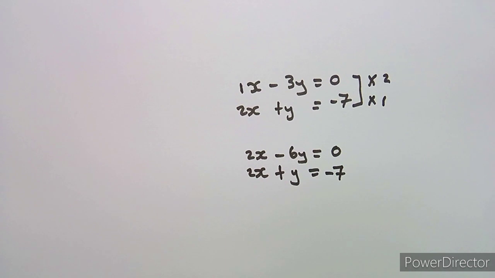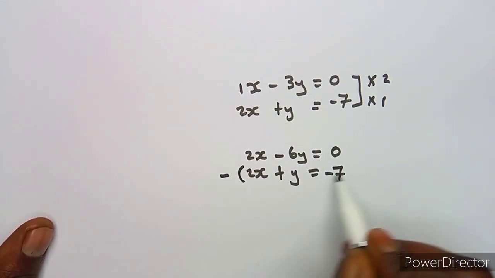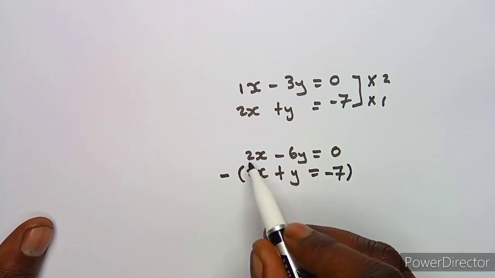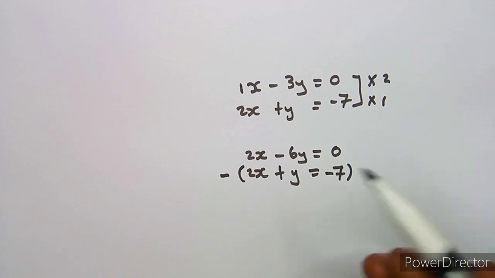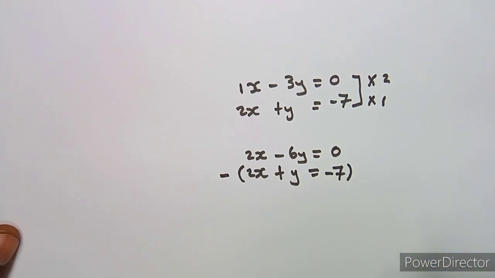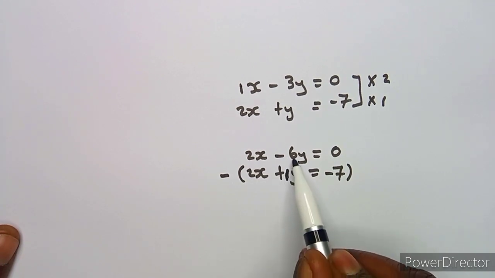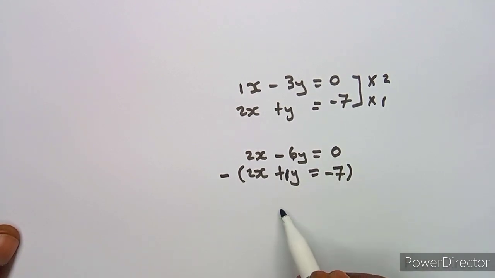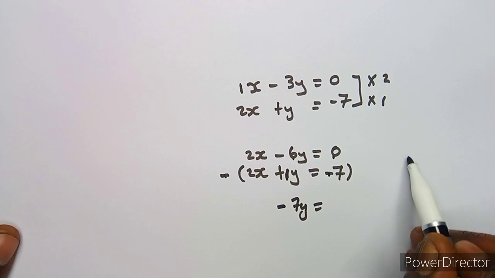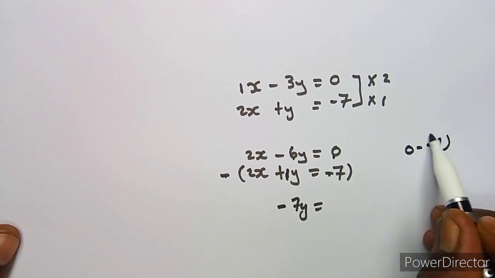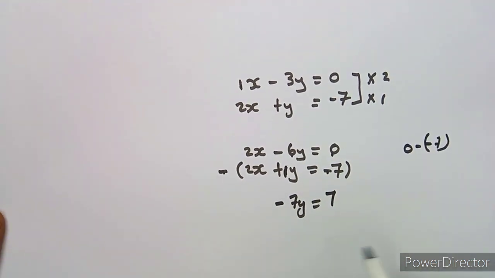So we can eliminate x. How can I eliminate x? Subtract, because these two have the same signs, a positive and a positive, so you subtract. So 2x minus 2x is 0. Minus 6y minus, this is the same as 1y, so it's minus 6 minus 1, which gives us minus 7y, equal to 0 minus minus 7, which gives us a plus 7.